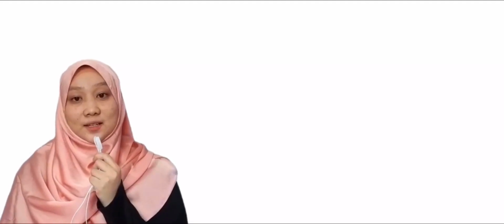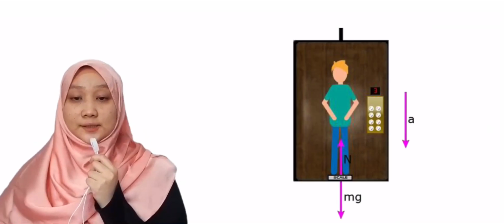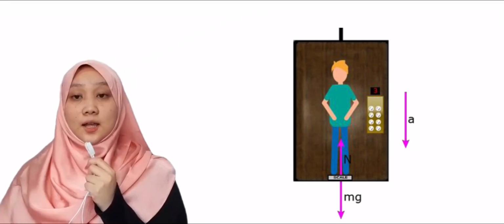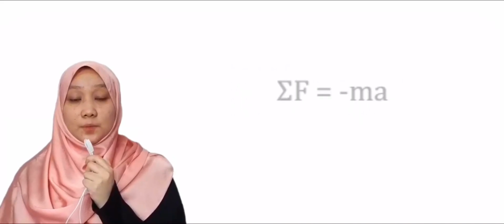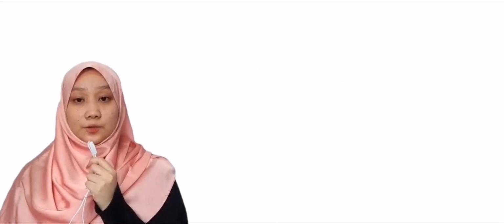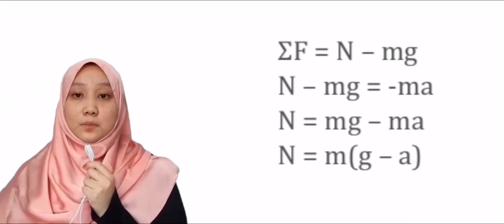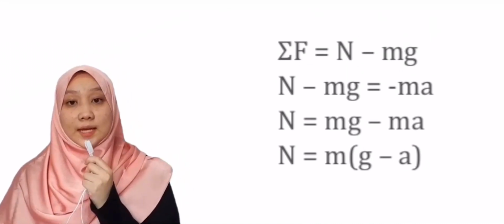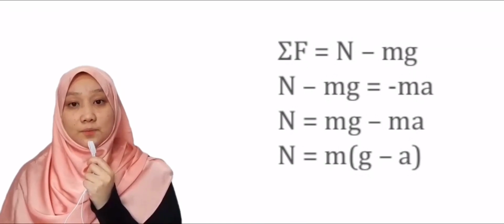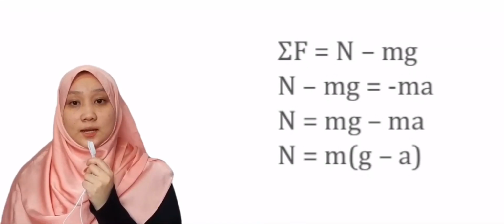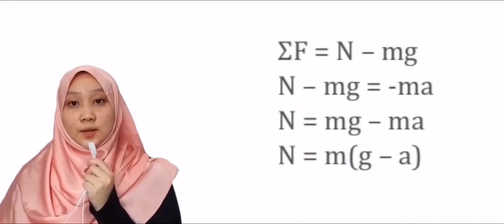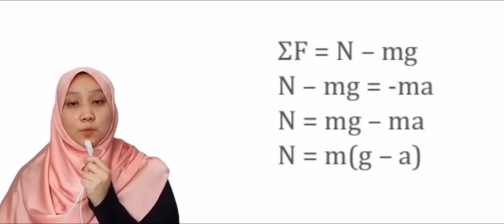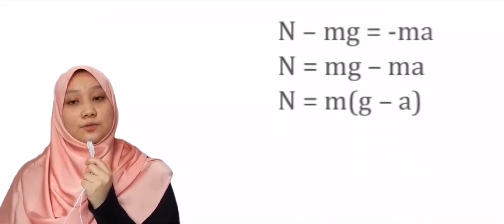Now, let's look at the elevator accelerating down. We have set down as the negative direction, so the sum of the forces is equal to negative ma. The same two forces are at work as when the elevator was accelerating up. Total forces equal N minus mg. N minus mg equals negative ma. N equals mg minus ma. So N equals m times (g minus a). The scale will read the normal force, which is less than it was at rest.